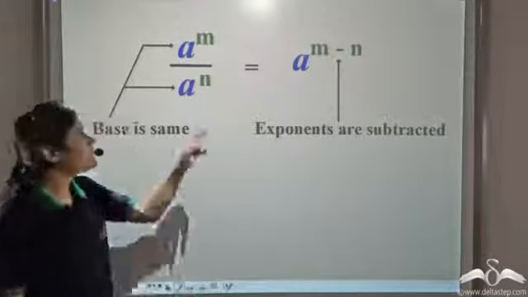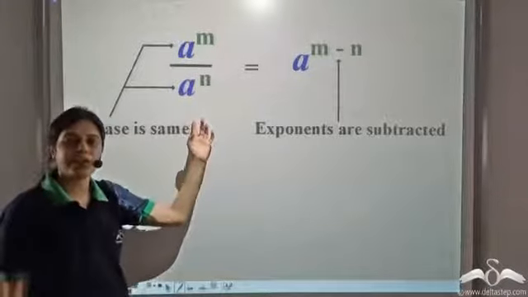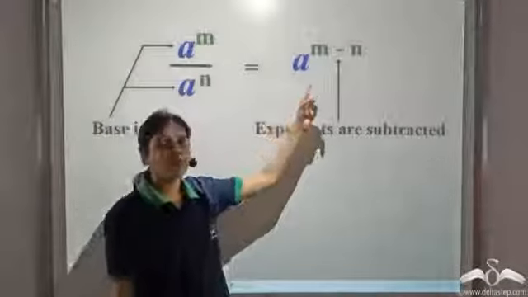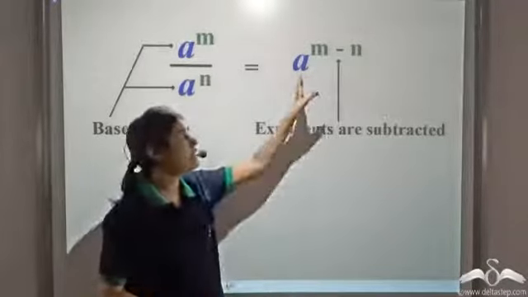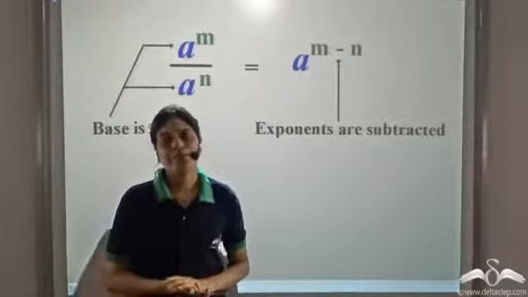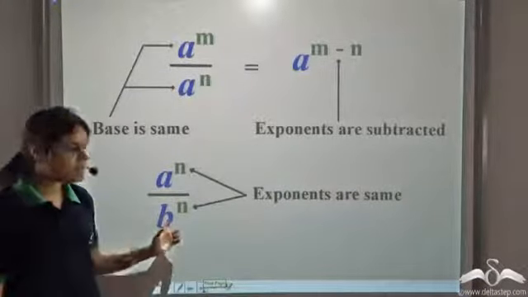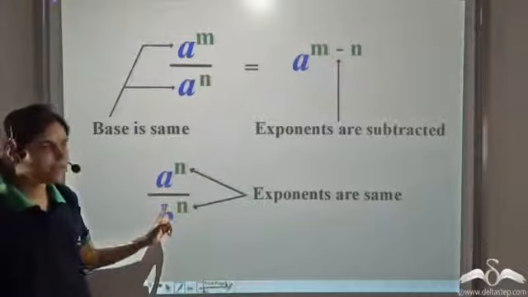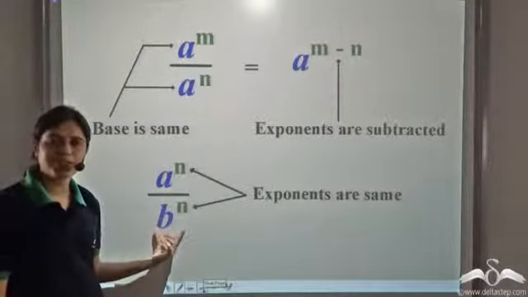We have learned that if two exponential numbers with the same base are divided, then the exponents are subtracted, that is the powers are subtracted and the base remains the same. But what happens if the base is not the same? That is, if the bases are different but the exponents are the same. How do we simplify this expression?